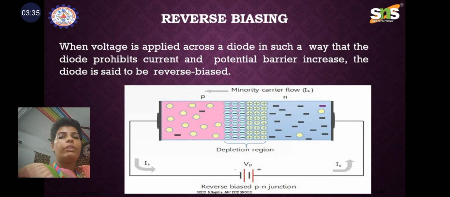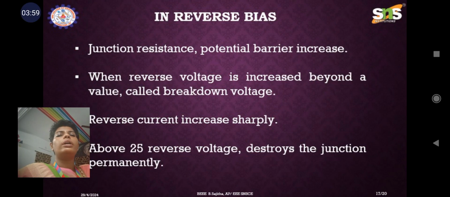So in reverse biasing, the voltage is applied across a diode in such a way that the diode prohibits the current and the potential barrier also increases. Now the reverse bias condition is coming into effect. So how far can the diode withstand this reverse bias condition? Here the junction resistance as well as the potential barrier increases.